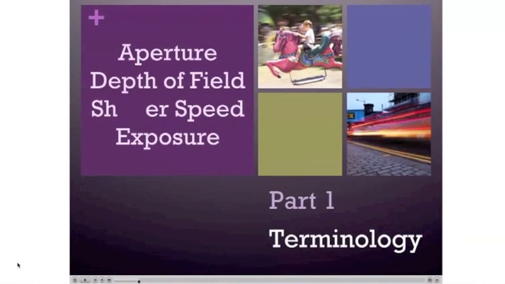Part 1. Terminology. These are the terms we'll discuss in Part 1. Aperture, depth of field, shutter speed, and exposure.